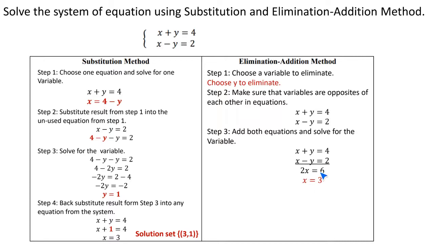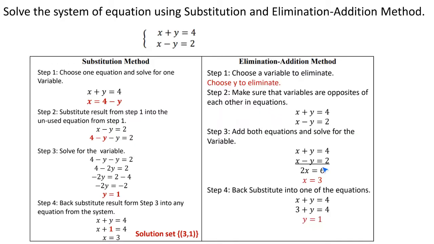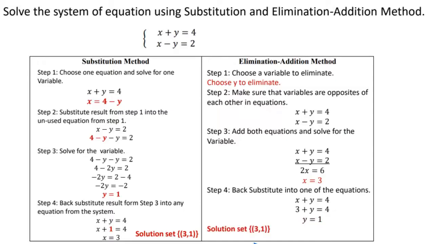And so if I divide by 2, I get x is equal to 3. Now that I know x, I can back substitute. And again, you can choose any of the equations you want. So I'm going to choose the first one. So if x is 3, then I subtract 3 on both sides, and that gives me y is equal to 1. So my solution set is (3, 1), and notice it's the same.